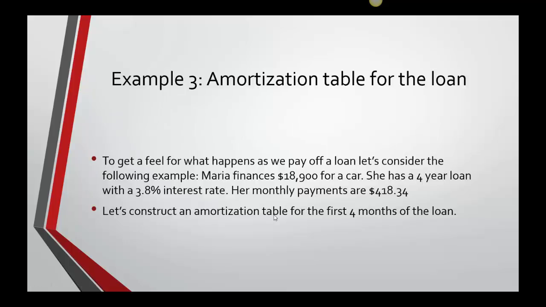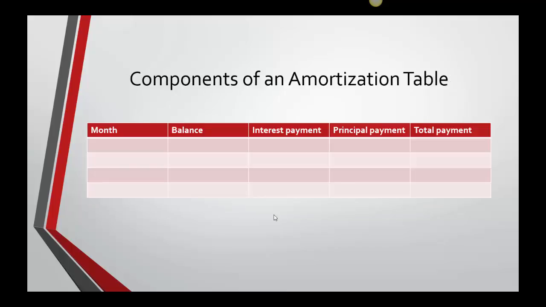All right, let's take a look at an amortization table. To get a feel for what happens as we pay off loans, we're going to look at this example. Say Maria finances $18,900 for a car, and she has a 4-year loan with a 3.8% interest rate. She's going to pay $418.34 a month. What I want us to do this time is construct an amortization table for the first 4 months of the loan. An amortization table is a breakdown of the payment.